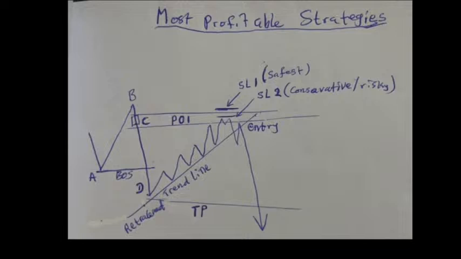Now, what about my exit plan? A strategy is not complete if it doesn't show you where to place your stop loss and where to place your take profit. So, with this strategy, what is my exit plan? Now, as you can see up there, I have SL. My SL1 is on top of my higher time frame point of interest, which is level C.